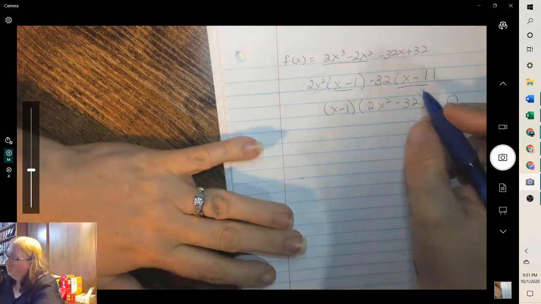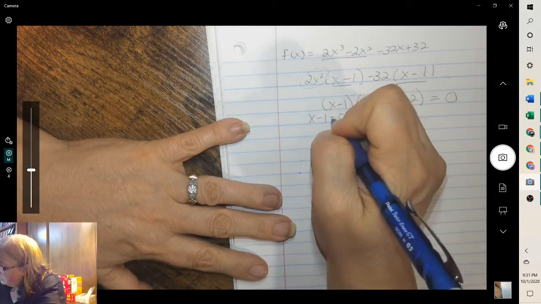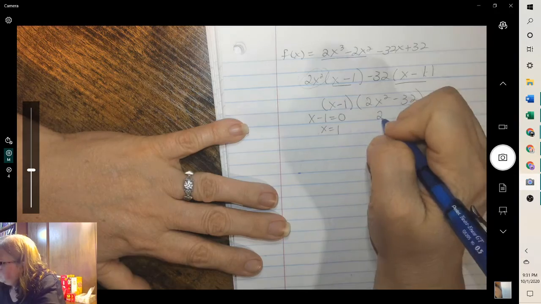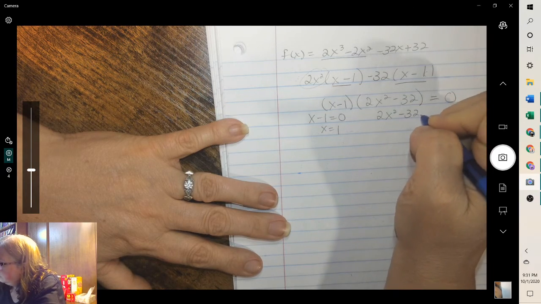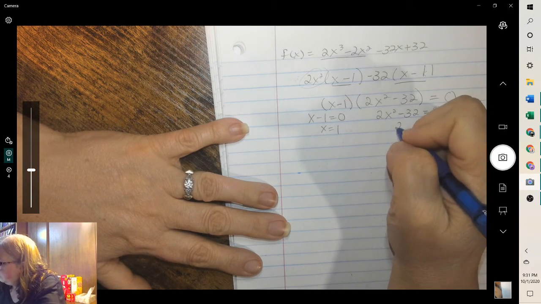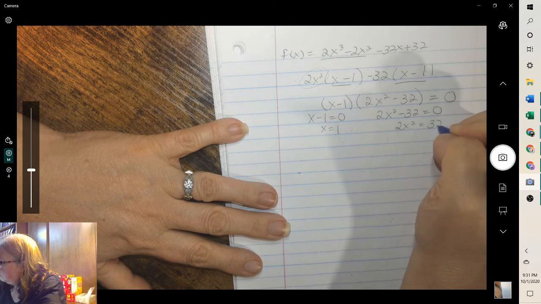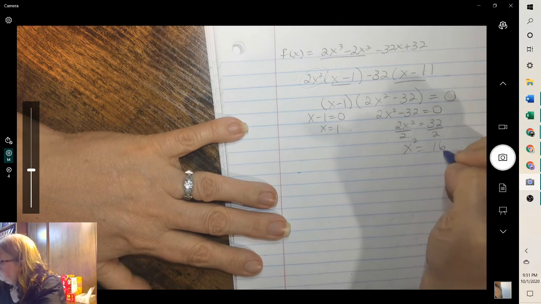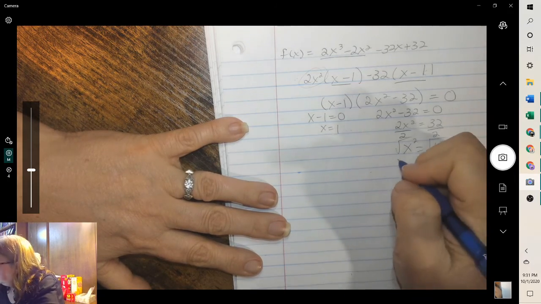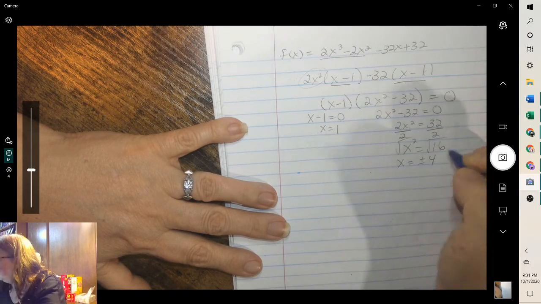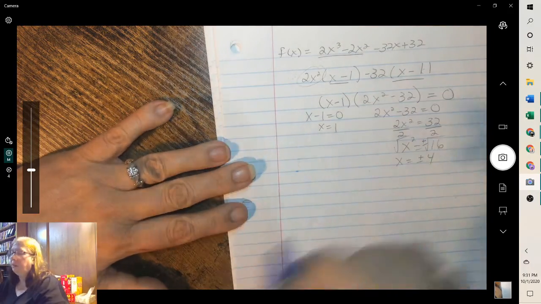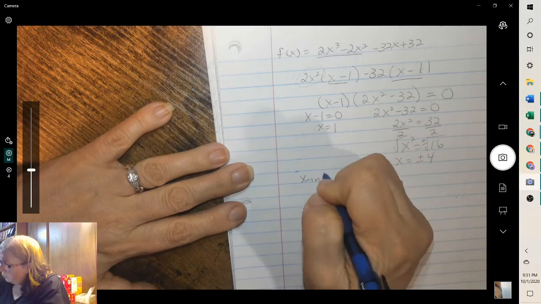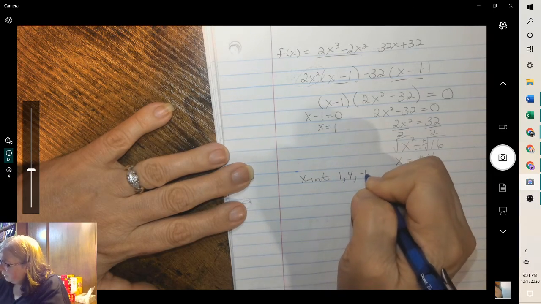You can set x minus 1 equal to 0 and get 1. Now if you're not sure on factoring, you can use the square root method. We can bring the 32 over and divide by 2. And then we take the square root of both sides. So we have x equals plus or minus 4. You need to be careful though when you take the square root of both sides. You don't want to lose the plus or minus. So your x-intercepts are 1, 4, and -4.